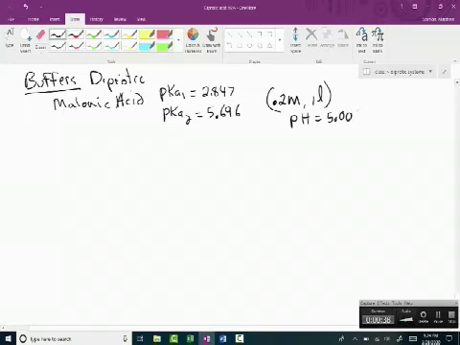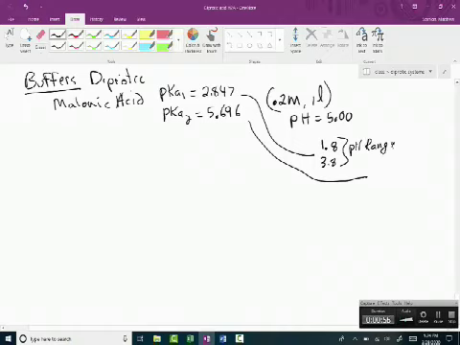I could have picked any pH. It has to be within plus or minus 1, so I could have picked a pH between 1.8 and 3.8, and from here I could have picked a pH range between 4.696 and 6.696. Those are good buffer ranges. I picked 5, so that's in this range here.